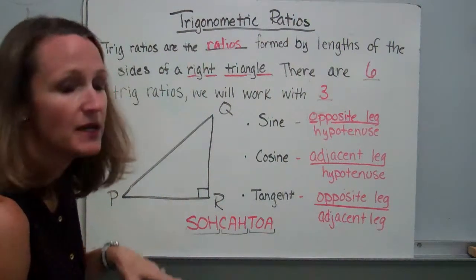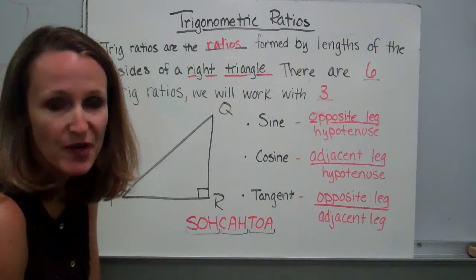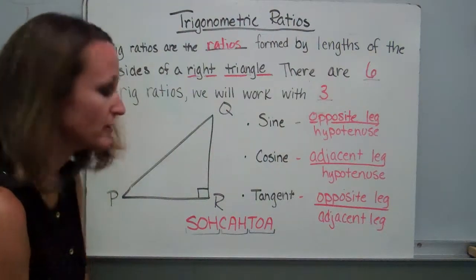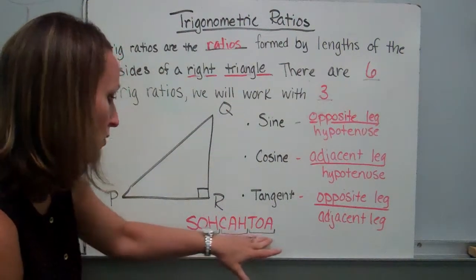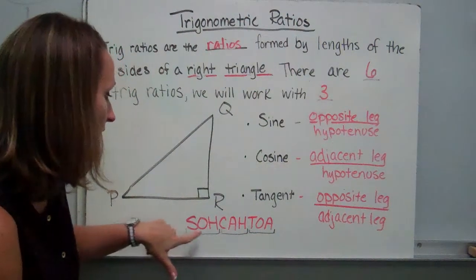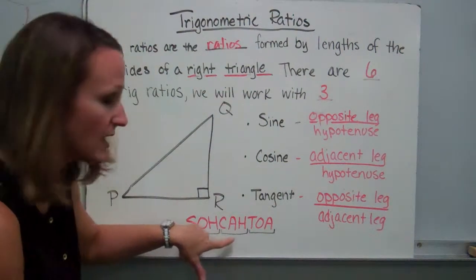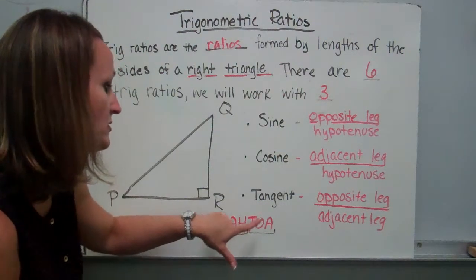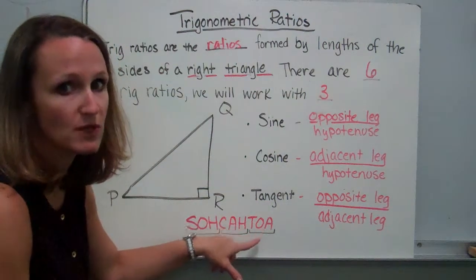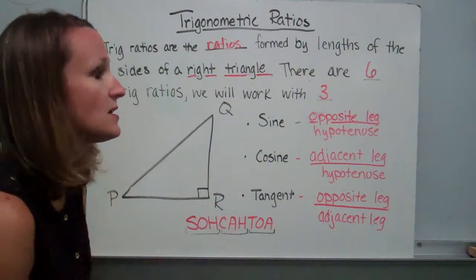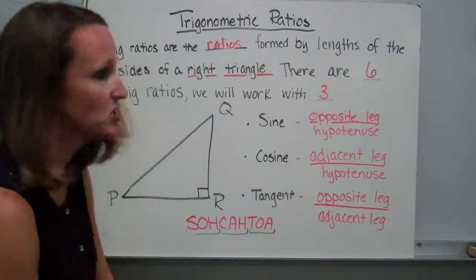Now there is a mnemonic device that helps us to remember the definitions of the trig ratios, and that is SOHCAHTOA. So, SOH: sine is opposite over hypotenuse, CAH: cosine equals adjacent over hypotenuse, and TOA: tangent equals opposite over adjacent. So, SOHCAHTOA, that's the way to remember sine, cosine, and tangent and their definitions.